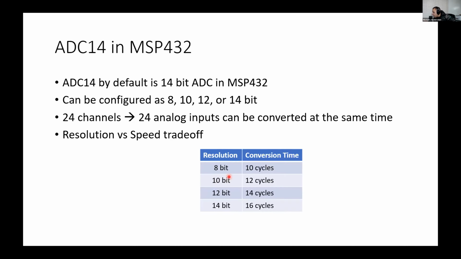Here are some numbers about the conversion cycles. Again, if you choose a higher number of bits to represent your analog input signal, you will have higher conversion time. As a default, our ADC converter is 14 bits. And for 14 bits, we need 16 cycles to convert any sampled input. If you set it to 12, you will need 2 cycles less, and so on.